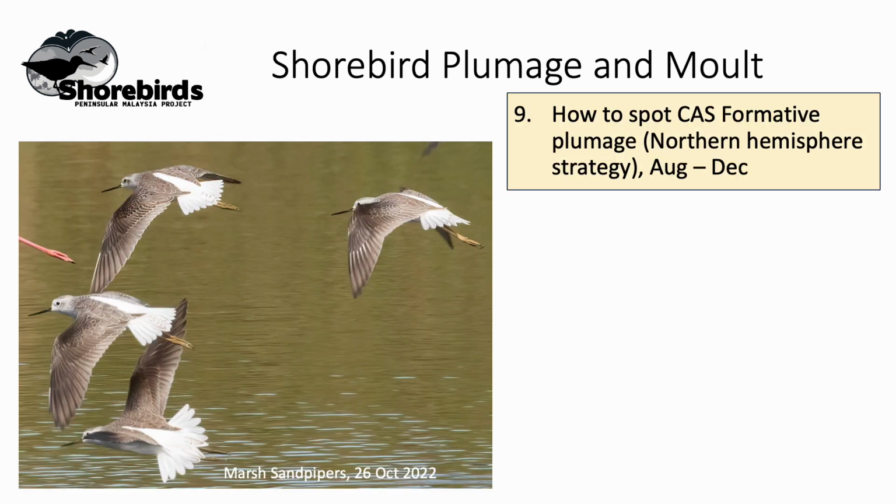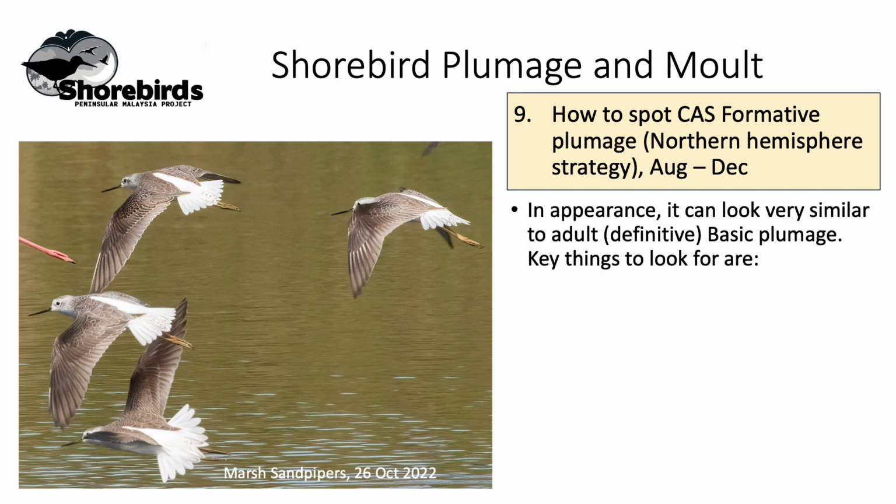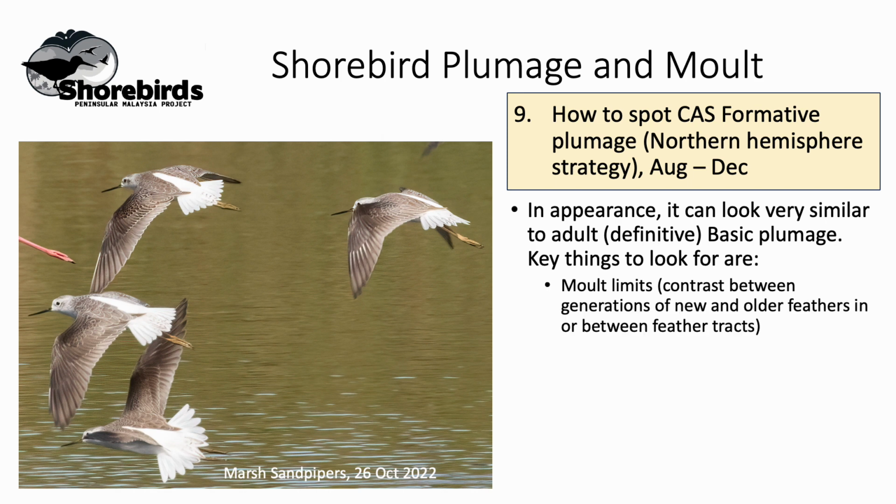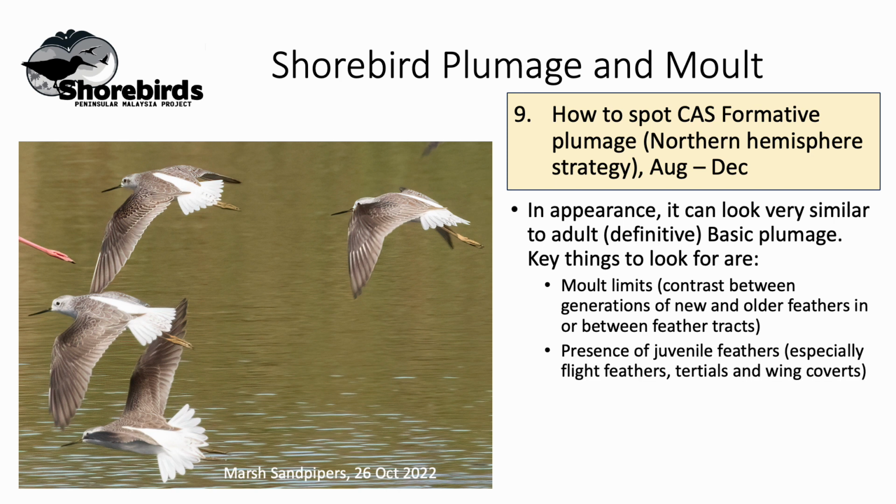So how do we spot formative plumage in the complex alternate strategy, Northern Hemisphere strategy, between August and December? Here's a small flock of marsh sandpipers again at the end of October. Hopefully you can see one of them is different, although in appearance they do look quite similar to adults. The key things to look for are molt limits or contrasts between generations of newer and older feathers. This could be within one feather tract, or between feather tracts. Also it's important to look for juvenile feathers, especially the flight feathers, the tertials, and the wing coverts.